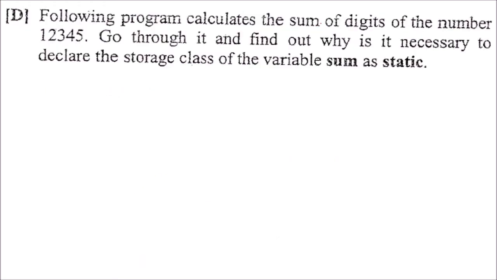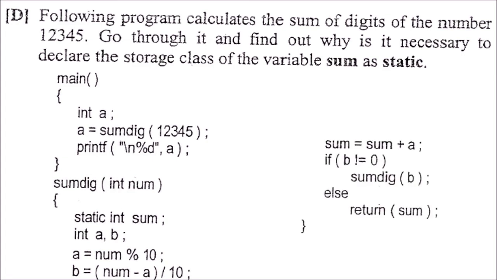The following program calculates the sum of digits of the number 1, 2, 3, 4, 5. Go through it and find out why it is necessary to declare the storage class of variable sum as static. Let us see the program. So this program is actually a recursion based program. Sumdig is here, sumdig is here. Now what we are doing here is 1, 2, 3, 4, 5. So we have to initialize sum as 0. For that we have to use static.